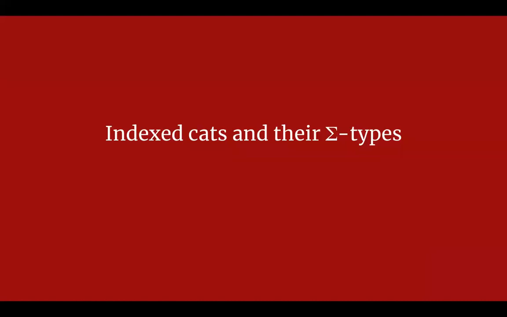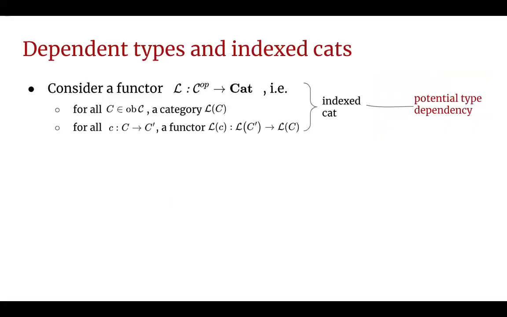So we'll look at what these sigma categories are precisely. Okay, so the starting point, if we want to build one of these sigma types of categories, is a so-called indexed category. That is, we assume that we have some contravariant functor L from a category C to the category of categories. So that means that for each object C of C, we have a category L of C. And for each morphism in C, we have a substitution functor that goes in the other direction, from L of C prime to L of C.